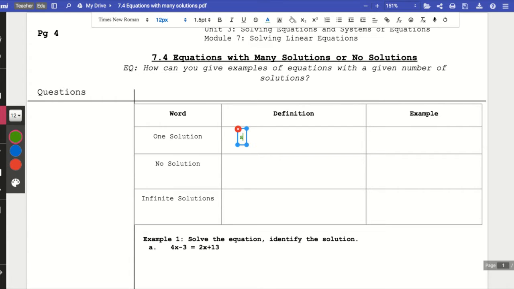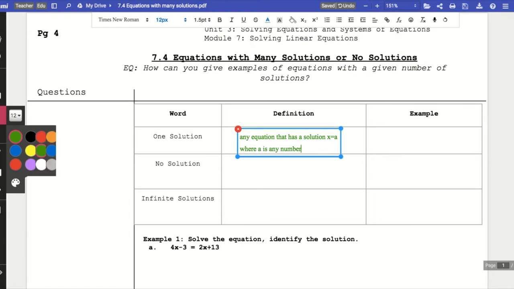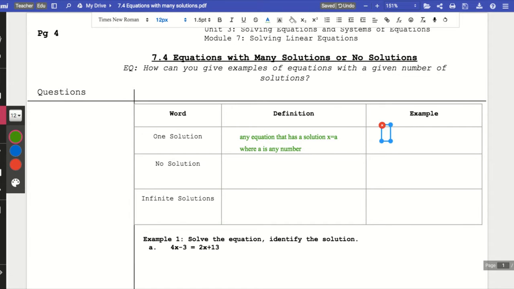that has a solution, x is equal to a, where a is any number. Everything that we've been doing basically is going to have one solution. So our example of this would be, if you solve an equation and you get x is equal to 2, well then that is one solution. Okay.